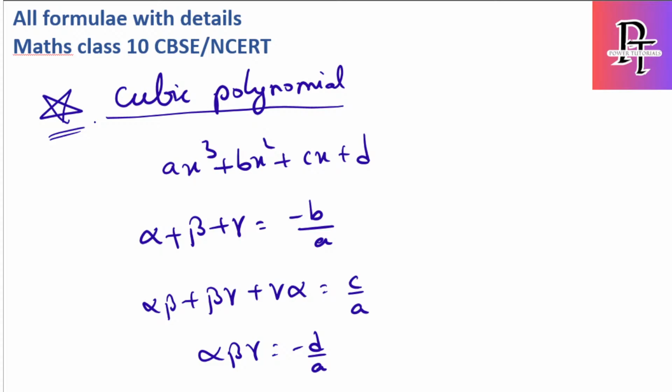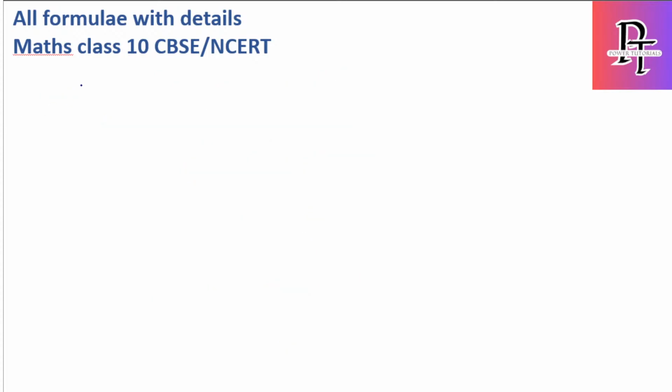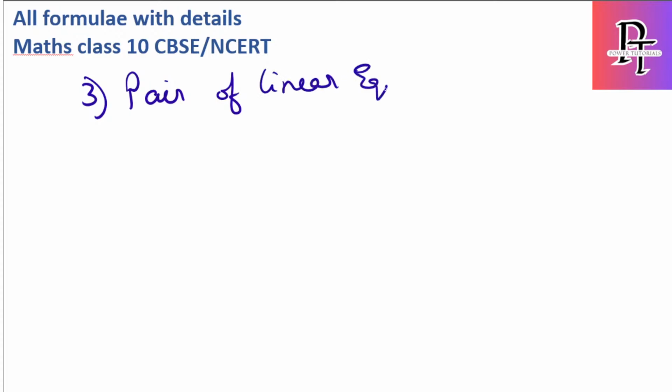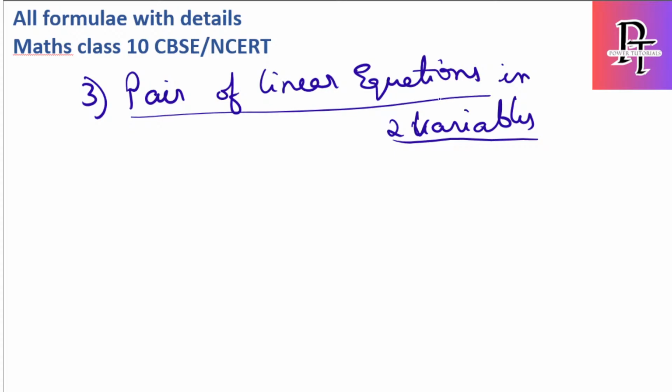Okay. So yes, most of the polynomial chapter is done. Let's move to the third chapter, important formulas, which is pair of linear equations in two variables. The name itself says it is a pair of linear equations, that is two equations, in two variables, x and y.